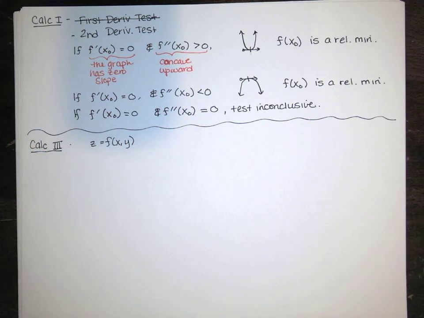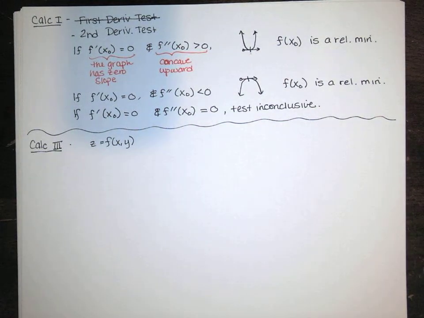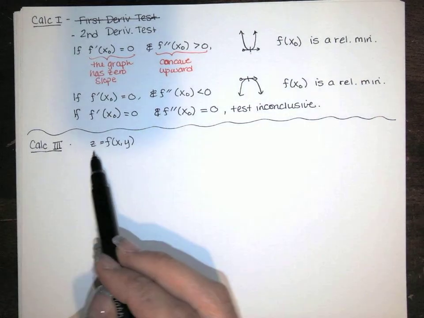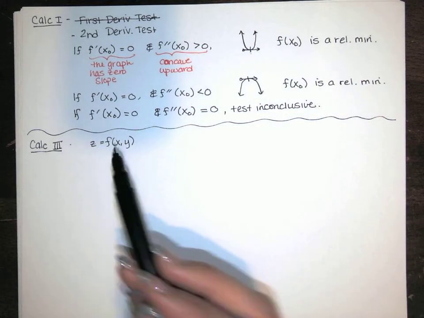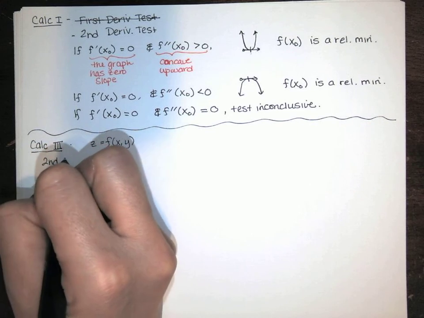Yeah, we can do something analogous to this. Analogous. Never really sure how you're supposed to pronounce that. Anyway, we've got what's called the second partials test in this case.